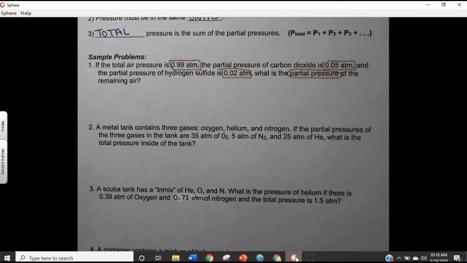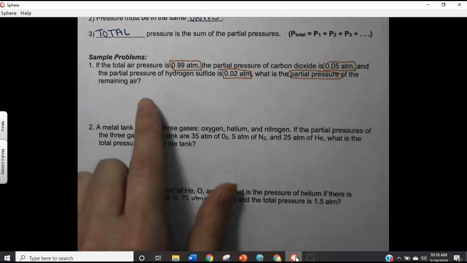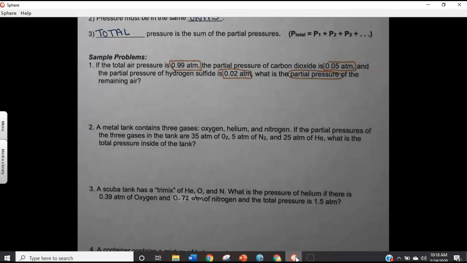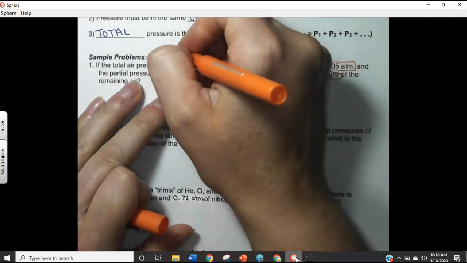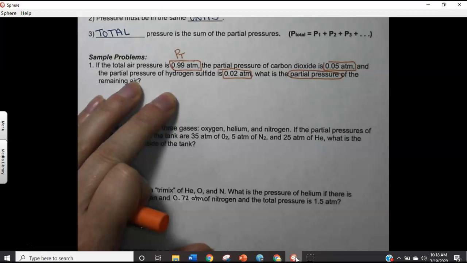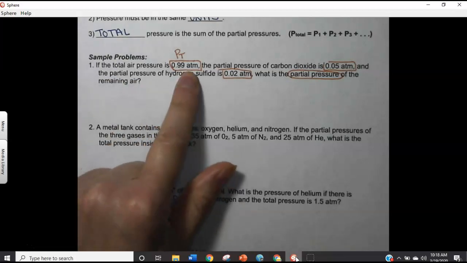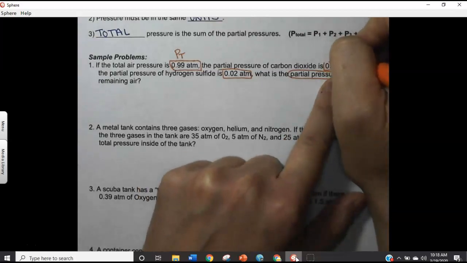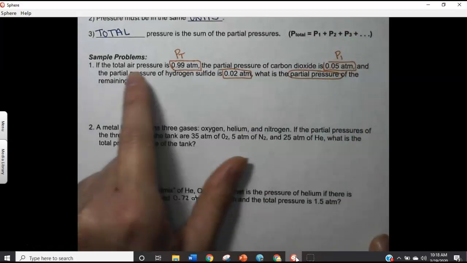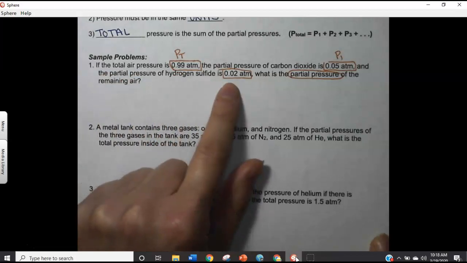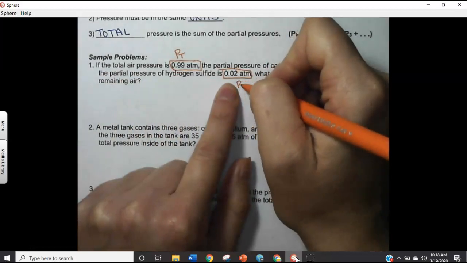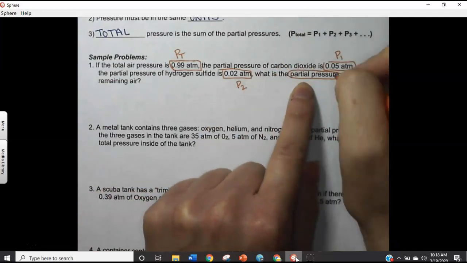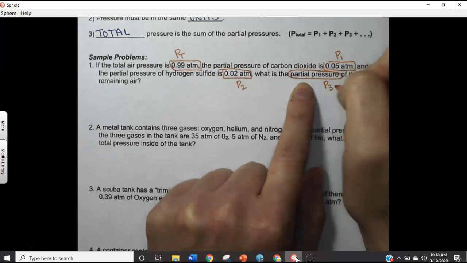Teachers are serious when we're asking you to do this. So this question says the total air pressure is 0.99 atmospheres. And I'm going to label that as my PT, my pressure total. They told me that's the total air pressure. The partial pressure of carbon dioxide, so here's my first partial pressure, P1. The partial pressure of hydrogen sulfide is, so there's another partial pressure. That's really hard to say, guys. What's the partial pressure of the remaining air? So they're asking me to solve for P3.